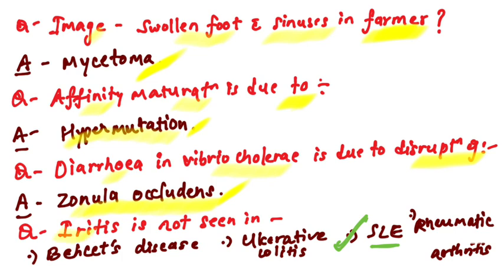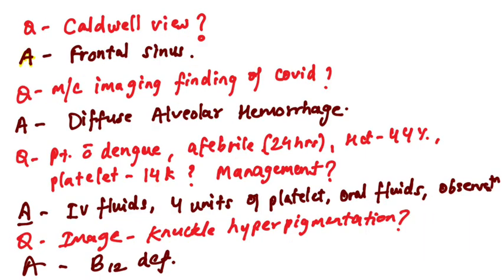Now iritis is not seen in. So there were Behcet disease, ulcerative colitis, SLE, and rheumatic arthritis. The answer is SLE. Iritis is not seen in SLE. Now for frontal sinus view, which view is good? So Caldwell view for frontal sinus, this is the answer. This is very easy. Now most common imaging finding of COVID. So diffuse alveolar hemorrhage, this is the most common imaging finding in COVID patients.